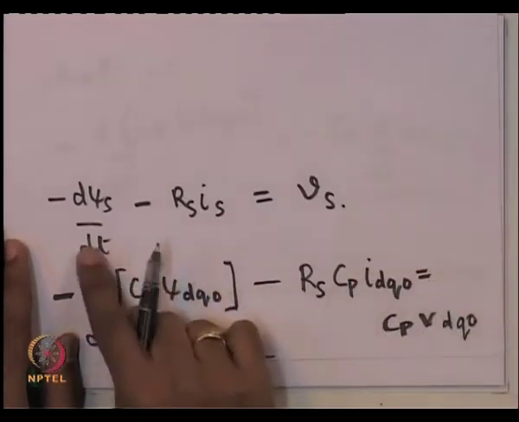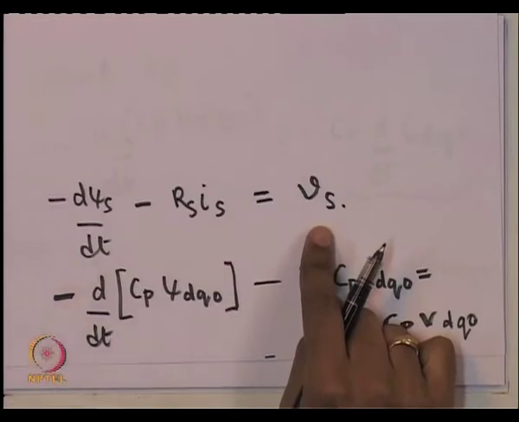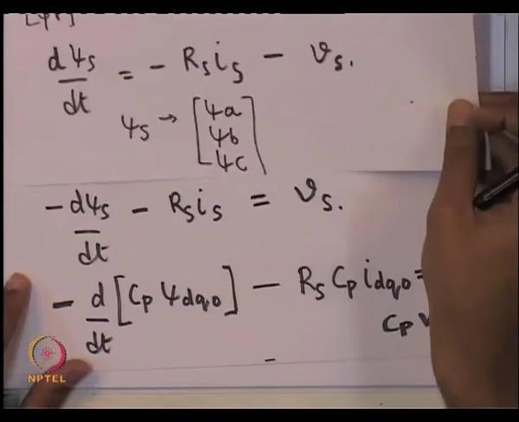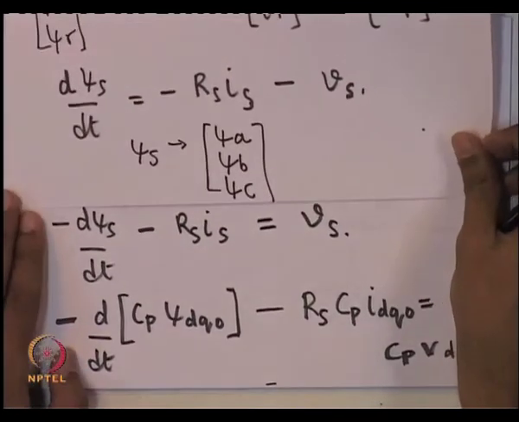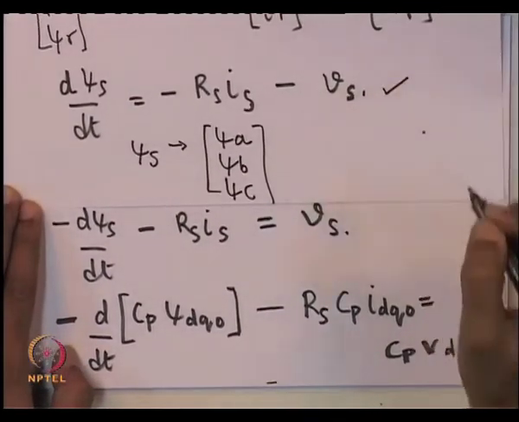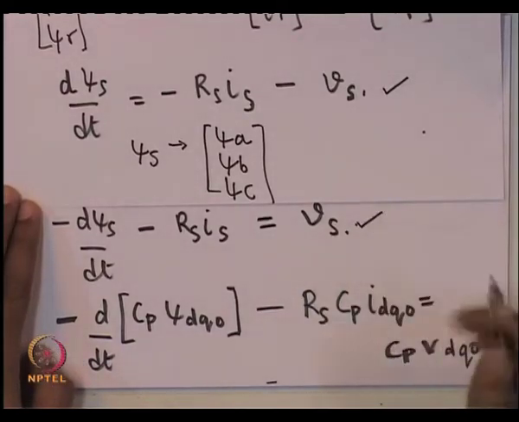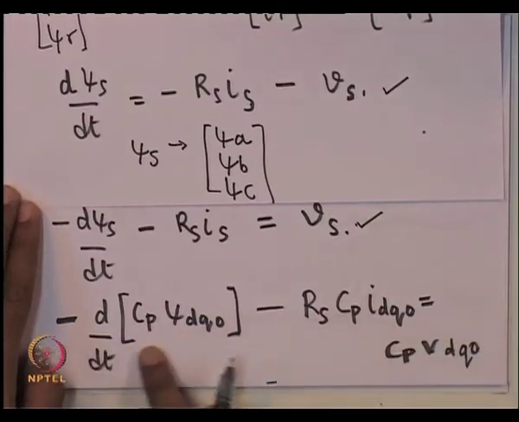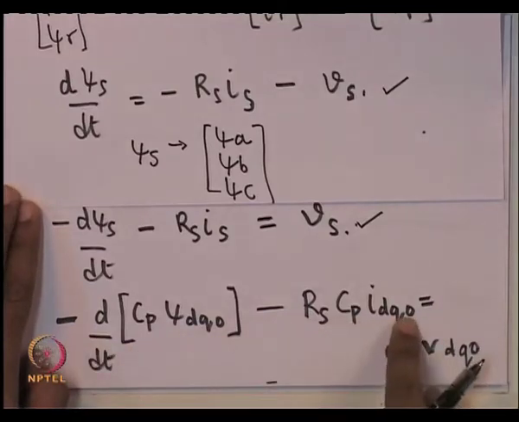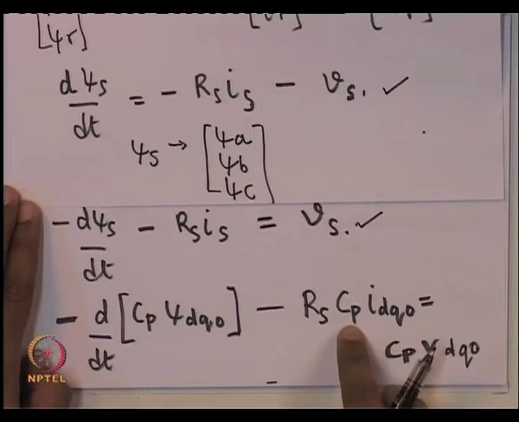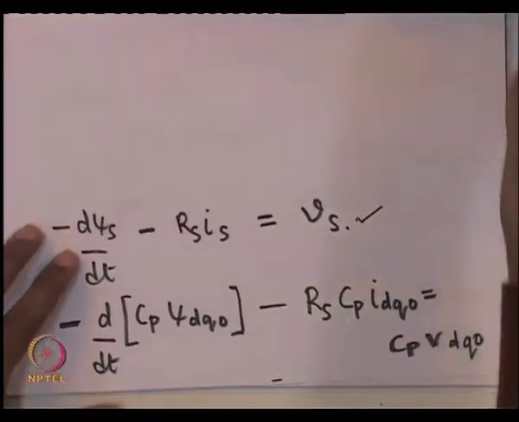I have just rewritten these equations like this, and in the rewritten equation I have substituted for I s, which is nothing but I a, I b, I c, by the dq0 variables. So, V s is nothing but C p into V dq0.